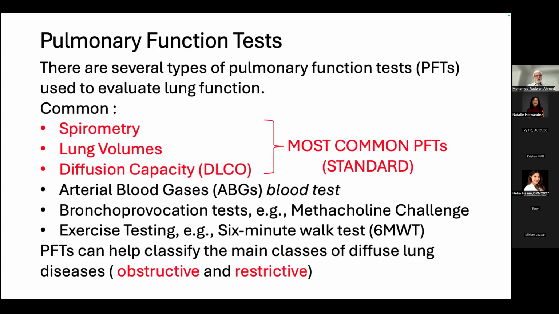So the main idea of these tests is actually to classify the disease. As we said, there are two types, obstructive and restrictive. And the pulmonary function test usually tells us if this is obstructive or restrictive. It's not very good at differentiating further. We need probably a combination of tests to know which type of obstructive, which type of restrictive. Okay.